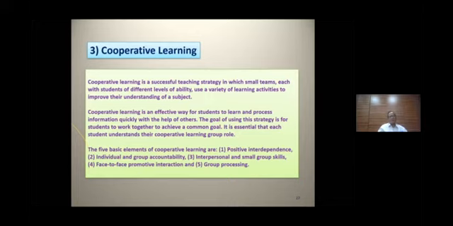Then next topic is related. Project-based learning has been practiced in a number of universities, not at undergraduate level, but at postgraduate level. Then the third proposed method is cooperative learning.